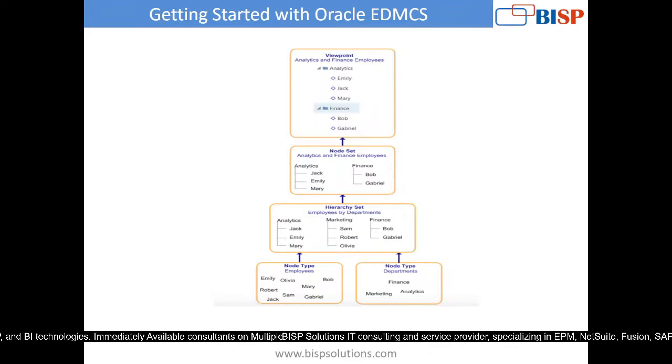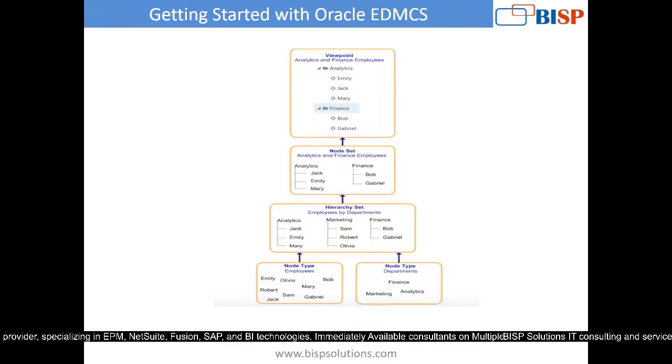Okay, and suppose to make a hierarchy set, how can we do that? We have employees, we have departments. I want a hierarchy in which I want to take all the employees who are in the finance department, or in the marketing department, or in the analytics department. So I can do that with the help of hierarchy set. So EDMCS allows this type of feasibility. You can manage the hierarchy according to your need.